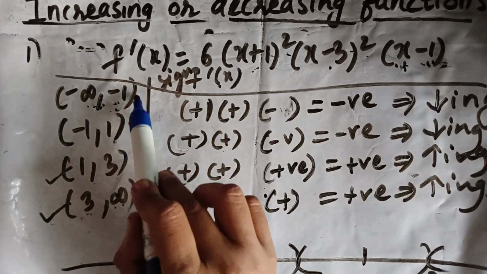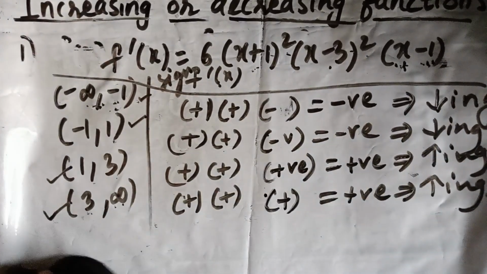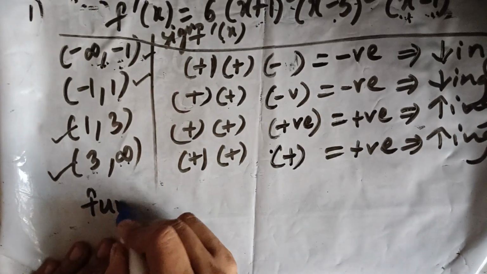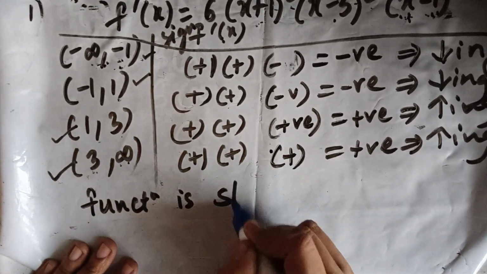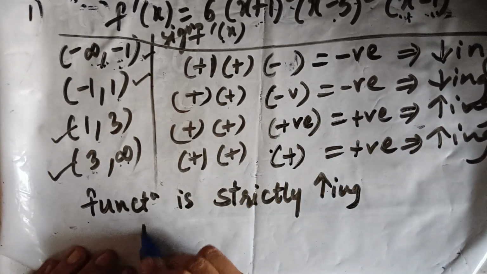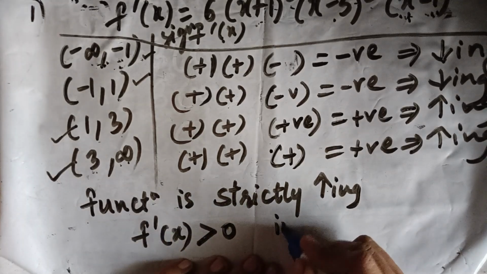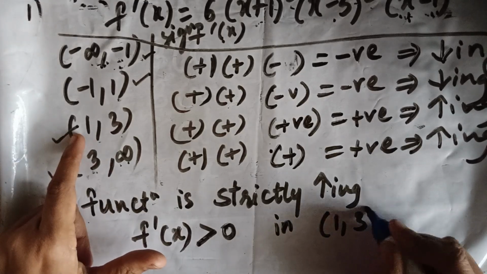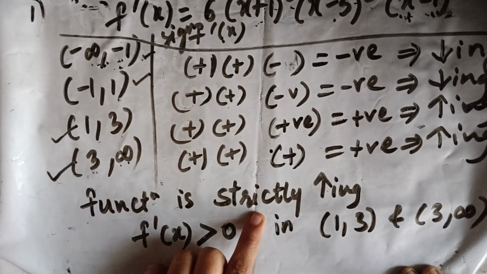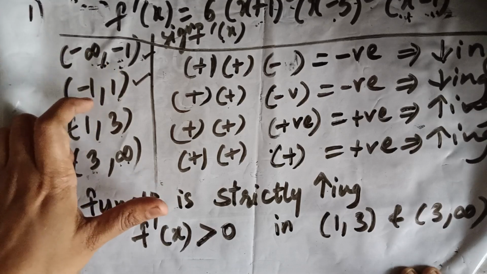And it is decreasing. Here the thing is, I'll write it down: the function is strictly increasing. That is, f dash of x is greater than 0 in the intervals 1, 3 and 3, infinity. Same way you have to write for strictly decreasing in the intervals minus infinity to -1, -1 to 1.